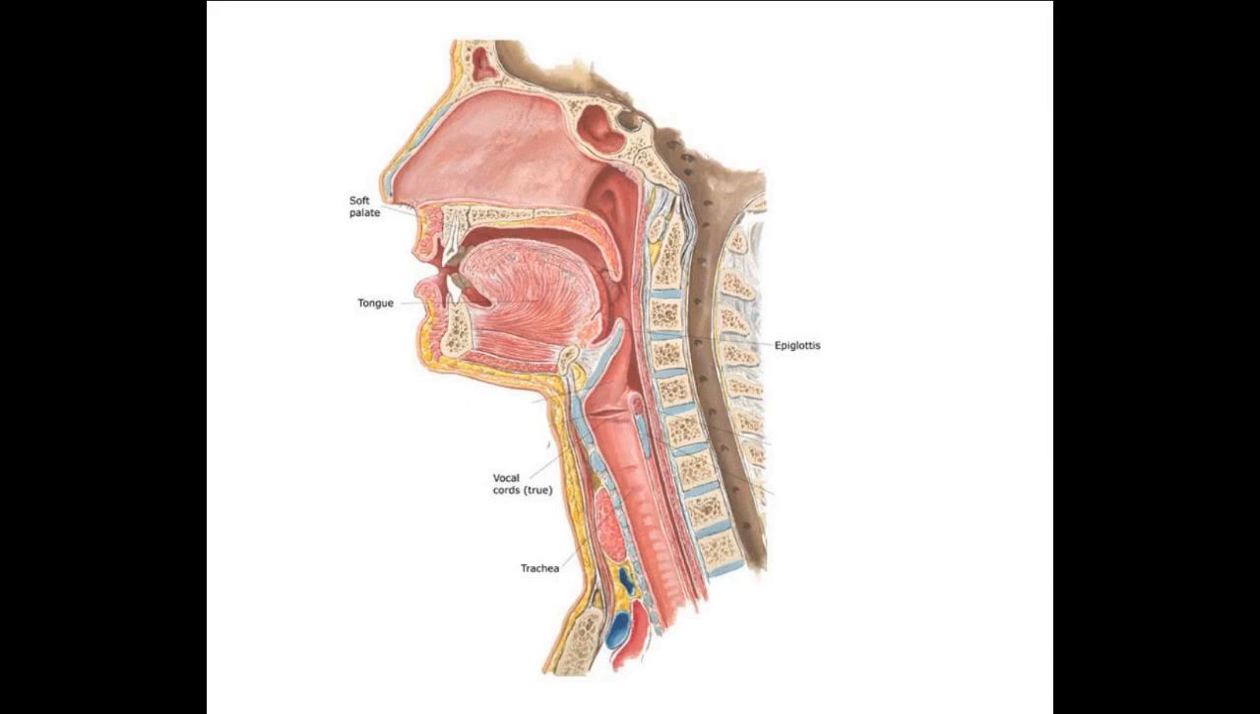So here we'll just identify the parts of the diagram first. Here, of course, we have the lips, the tongue, the teeth, the soft palate right here. This is the hard palate. Down here is the epiglottis.